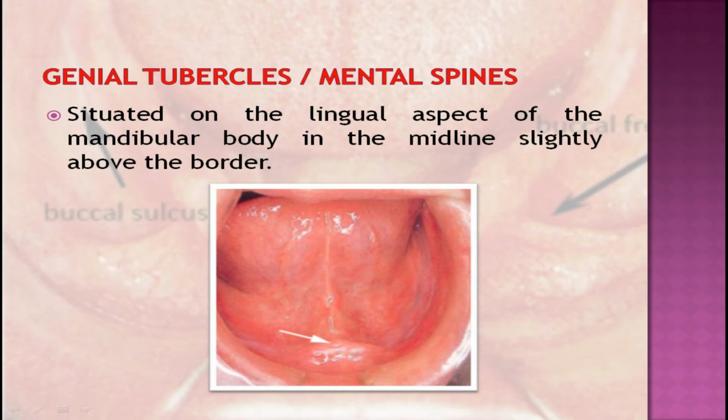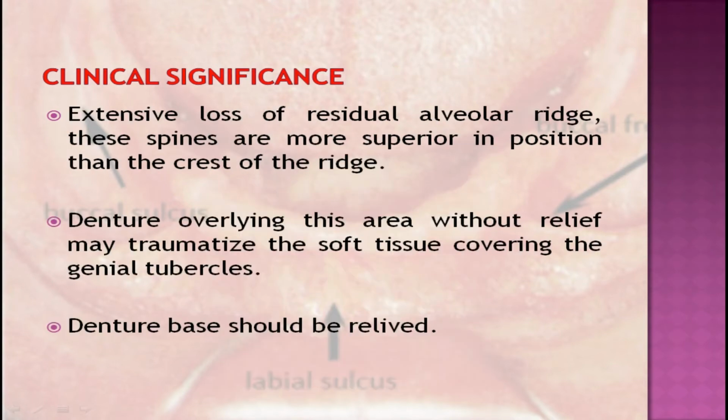Genial tubercles or mental spines. They are situated on the lingual aspect of the mandibular body in the midline, slightly above the border. Its clinical significance is that if the loss of residual alveolar ridge is extensive, these spines are more superior in position than the crest of the ridge. Dentures overlying this area without relief may traumatize the soft tissue covering the genial tubercles. So the denture base should be relieved over this area.